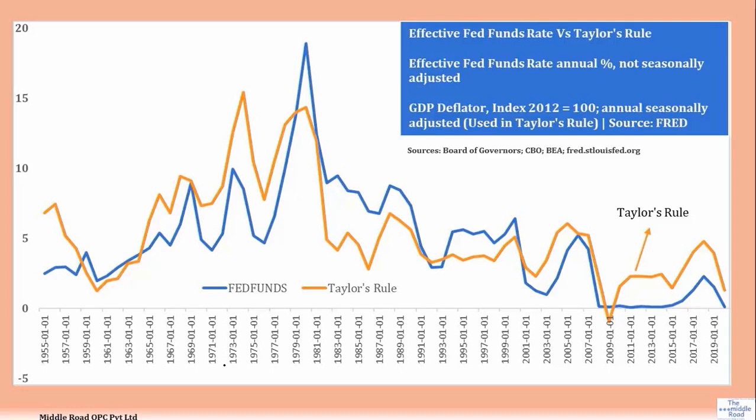These two graphs. Now, when I plotted these two graphs, you get a fair bit of idea where the interest rates should be according to the Taylor's rule and where it is right now.